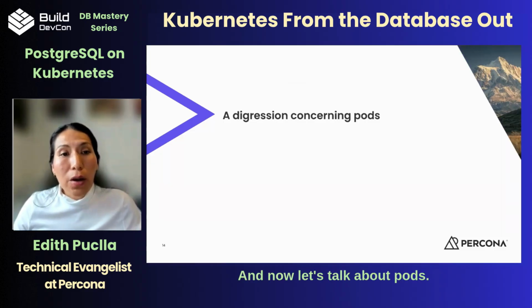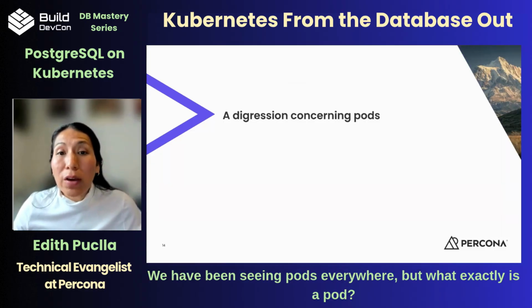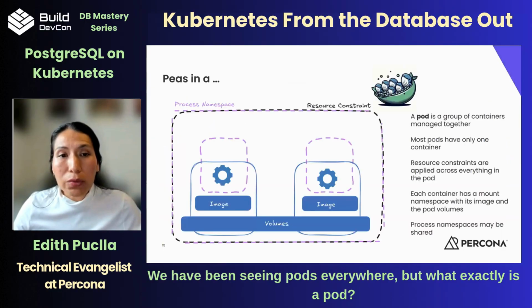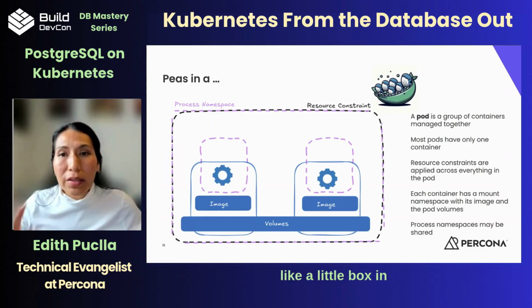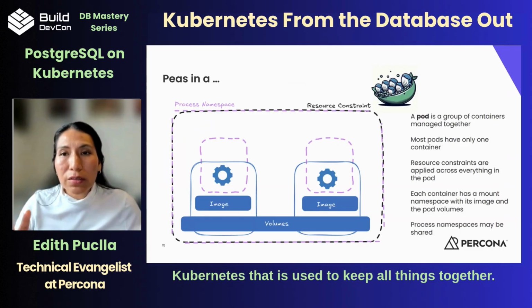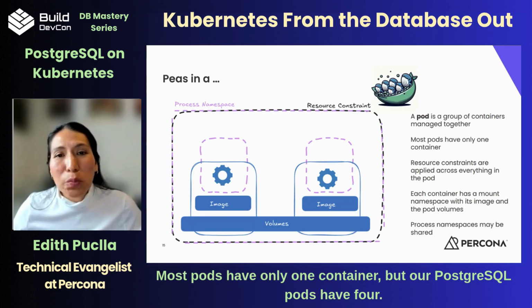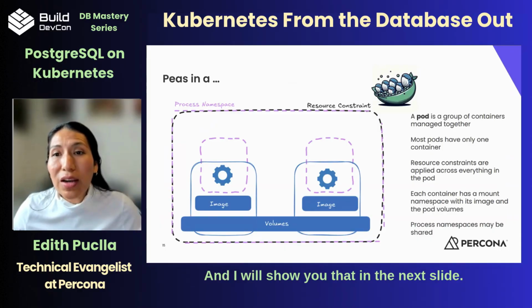And now let's talk about pods. We have been seeing pods everywhere, but what exactly is a pod? A pod is a group of containers managed together, like a little box in Kubernetes that is used to keep all things together. Most pods have only one container, but our PostgreSQL pods have four. And I will show you that in the next slide.